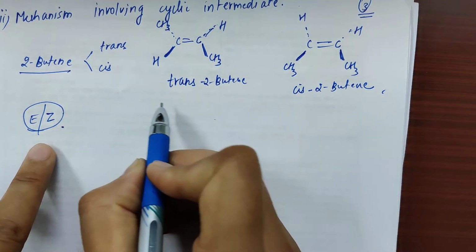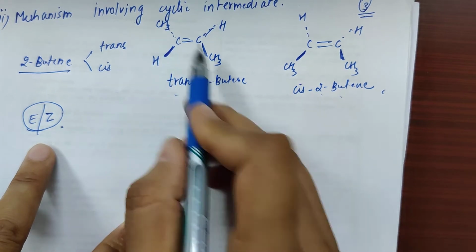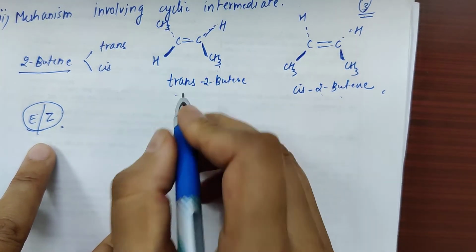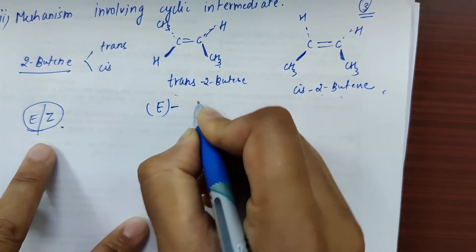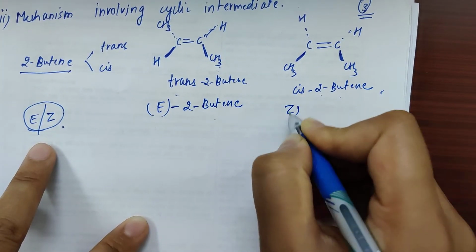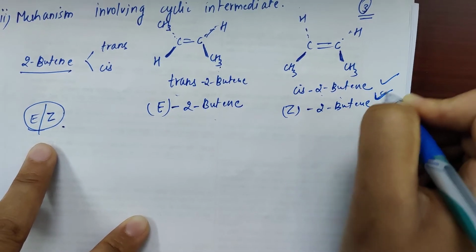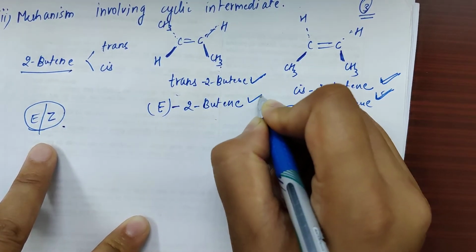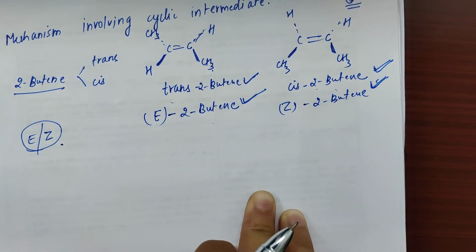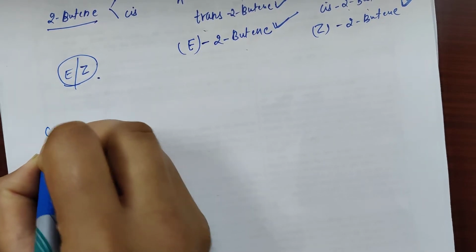So if you have to write the EZ nomenclature for these two molecules, here we have both the same kind of substituents on opposite sides. So this could be written as E-2-butene also, and this as Z-2-butene. So both the names are acceptable as IUPAC names. Both are correct. You can write any of these two names. Okay, now let's proceed with our epoxidation.